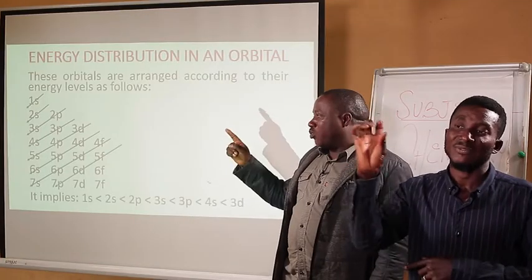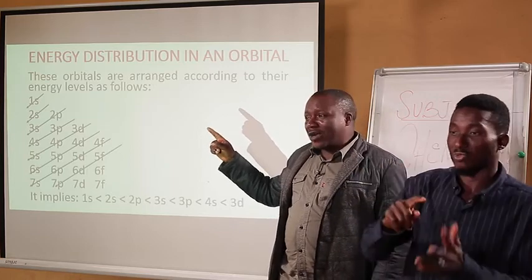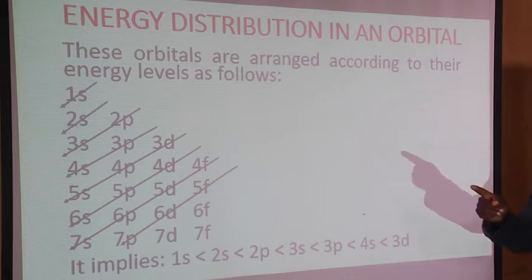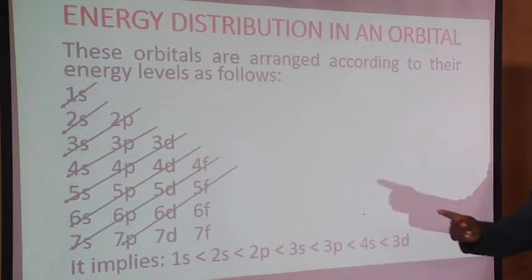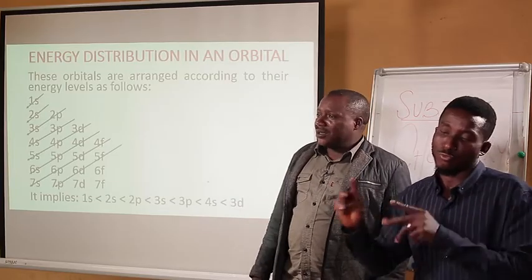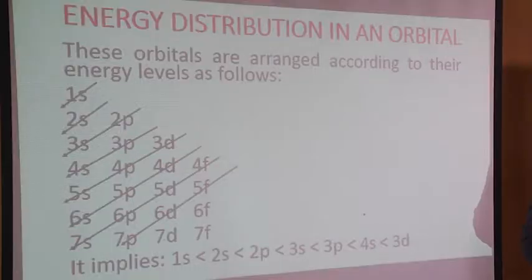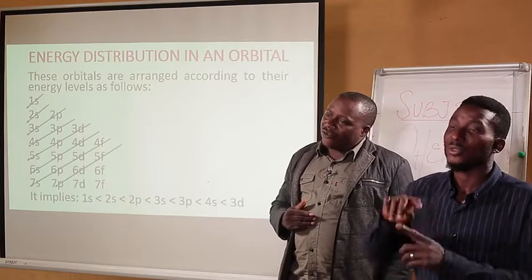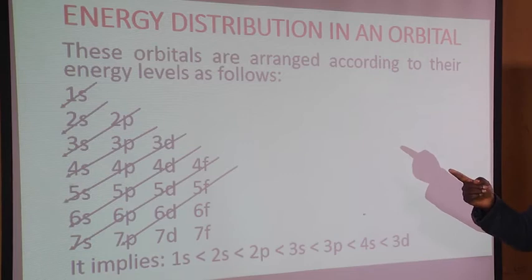Then we go back to p. When we are getting to p, we are going to jump a line and then we start with 2p. We don't have 1p, but we start with 2p, 3p, 4p, 5p, 6p, up to 7p. We move again to 3d. We are going to jump another line again. We are coming to line 3. That will be 3d, 4d, 5d, 6d, and 7d. When we are coming to f, we jump again to the fourth line. That will be 4f, 5f, 6f, up to 7f.